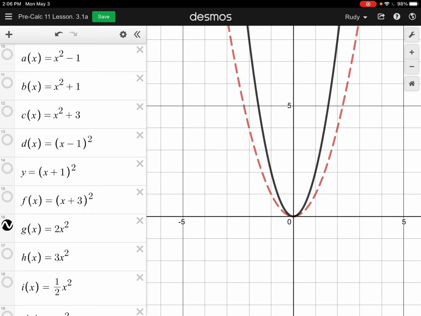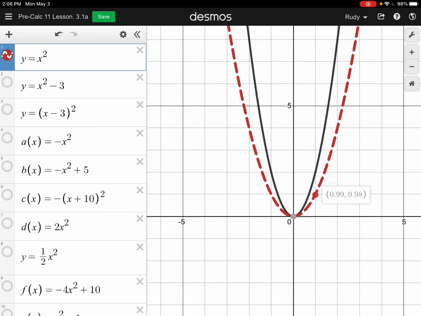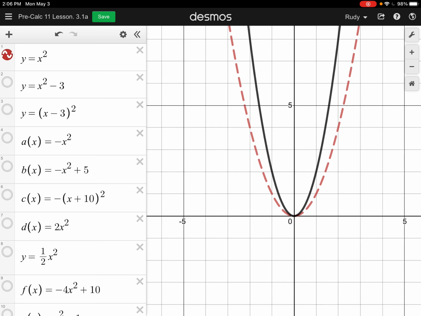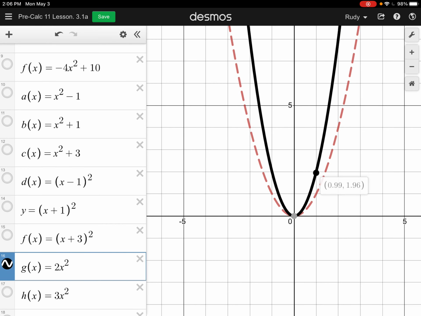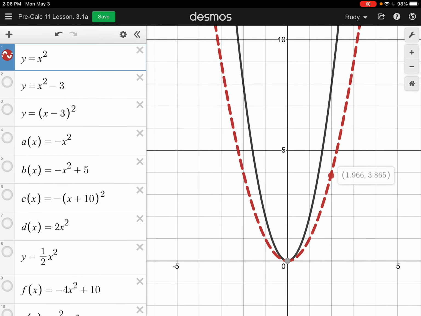Notice it hasn't been translated, it hasn't been moved around, it's been stretched. And we call this a vertical stretch, vertical expansion by a scale factor of 2. What does that mean? Well, if you pick any point on x squared, for example, 1, 1, right there, up here I have another corresponding point, but now the y coordinate is twice as high. There we go, 1, 2. Or if I look right here, this nice point goes through 2, 4. If you look at the graph of 2x squared, it's going to go through 2, 8.